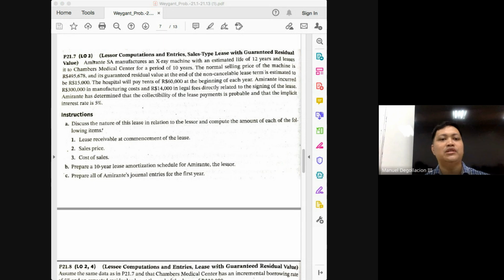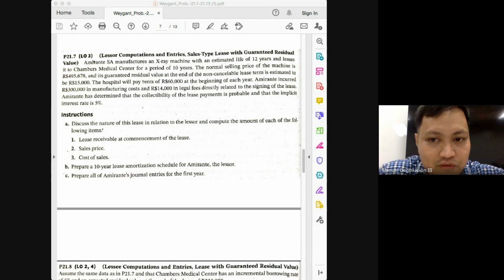And how about your sales revenue? Your sales revenue will just be the fair value of the leased asset. So if you're asked for the sales revenue, what would be your answer? It will also be 495,678. Okay, so the answer to the first two questions, initial lease receivable and sales revenue, would be the same in this problem.